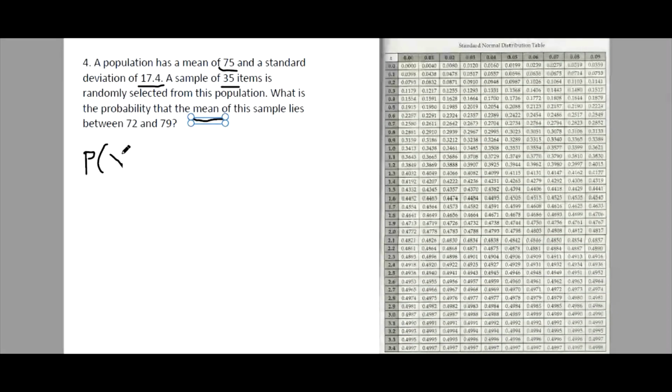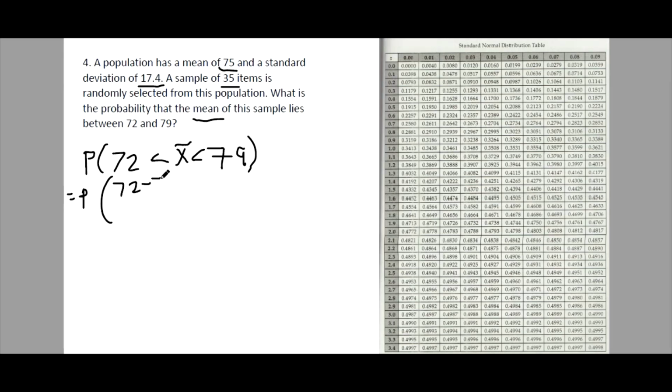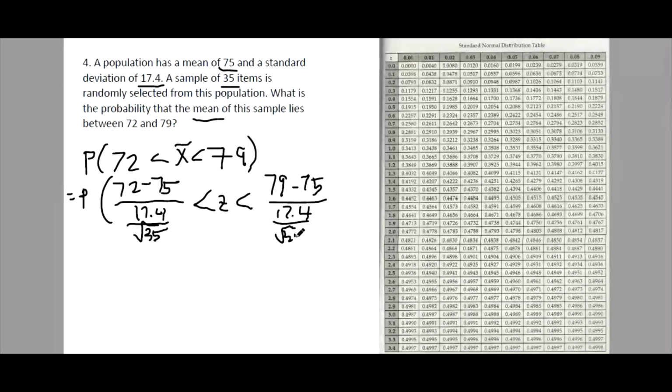And we're asked to find the probability of the sample mean that lies between 72 and 79. So we'll use the central limit theorem formula. So 72 minus 75 divided by 17.4 over square root of 35. So z, so we have 79 minus 75 over 17.4 over square root of 35.